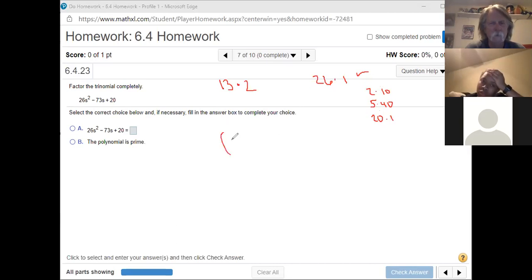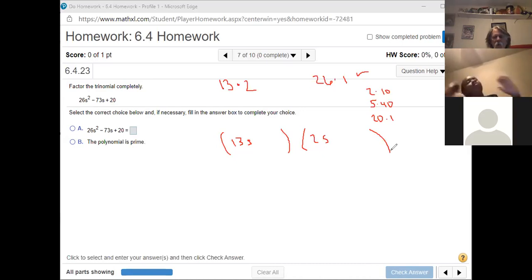So 13, that's not very good, 13. 13s plus 2s. All right, we got to get 73. Got to get some big number. So I'm just going to kind of play around with it.